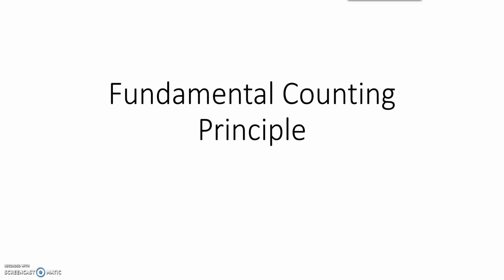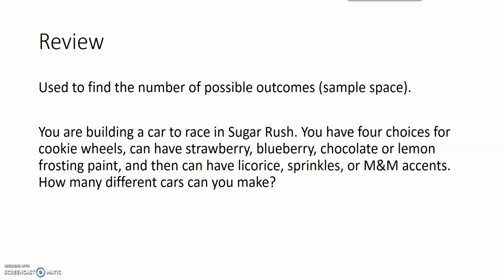Okay, so this is a quick recap of the fundamental counting principle, which is an easy concept to grasp because it's really just looking at the number of total outcomes or the sample space that you could get in a problem. So to review, like I said, it's used to find the number of possible outcomes or the sample space in a situation. So here's an example.